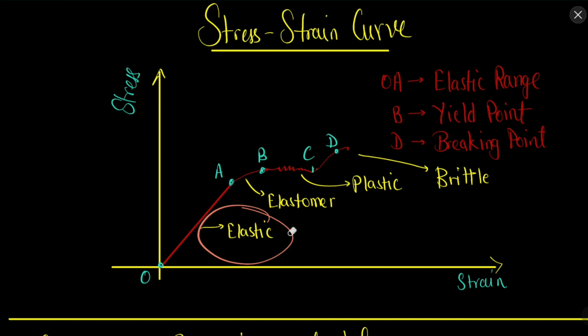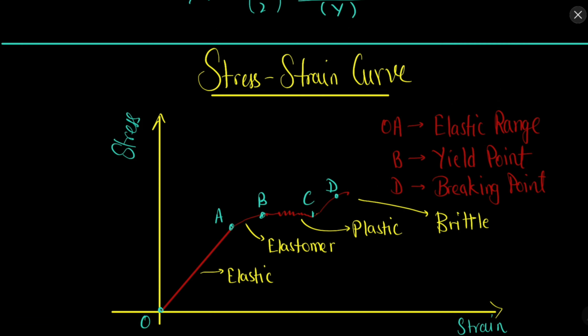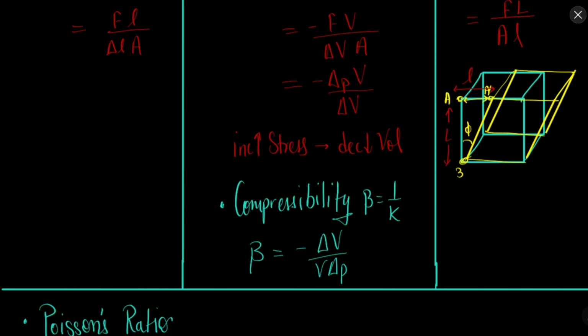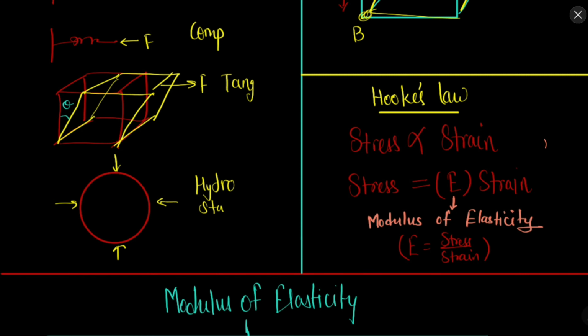Let's say on this curve we have the relation between stress and strain. This region, 0 to A, is the elastic region. If the material is showing something like this, then it is an elastic material. If stress is directly proportional to strain, that is, we have a linear line, then the material is called an elastic material. It is following Hooke's law: stress is directly proportional to strain.